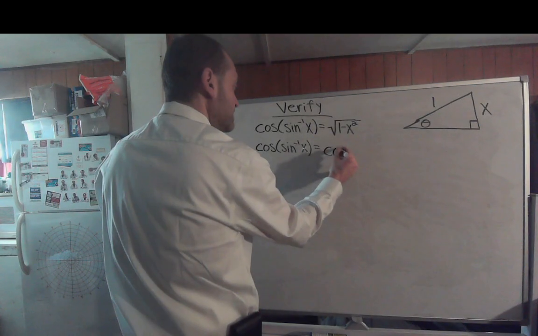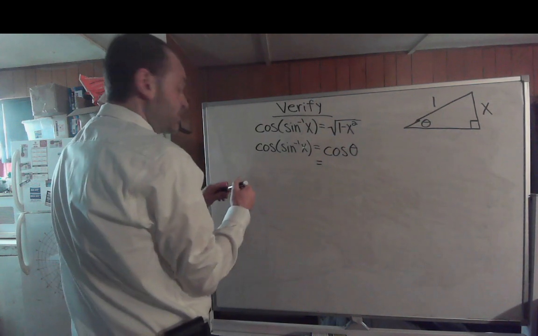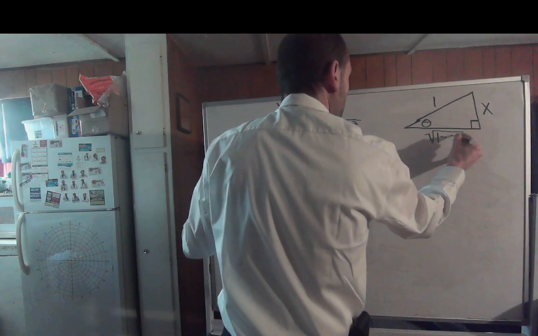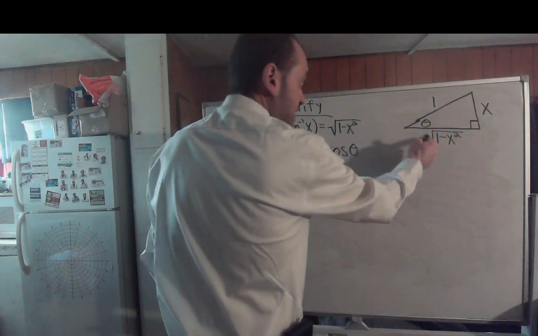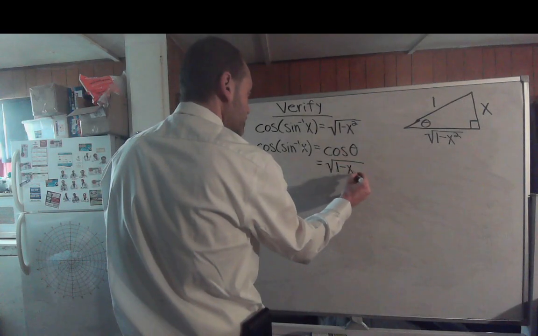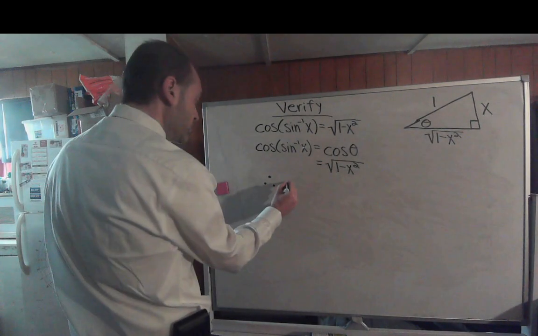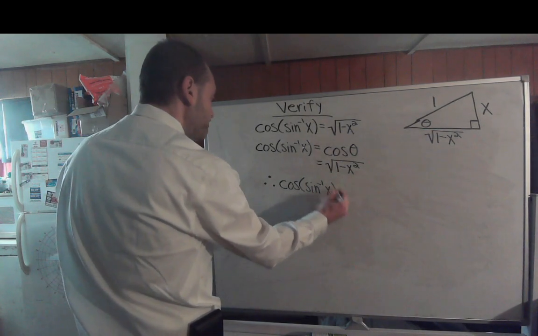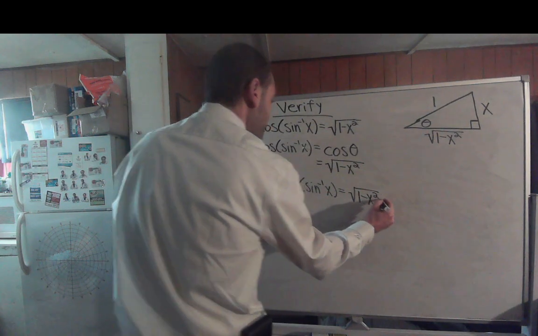So we can rewrite this simply as the cosine of theta. Well, the cosine of theta, first we need to find the third side using Pythagorean theorem. Again, that would just be the square root of 1 minus x squared. So to find the cosine of theta, adjacent over hypotenuse, what do you know? You just get the square root of 1 minus x squared. So we've just verified the identity. So therefore, the cosine of the sine inverse of x equals the square root of 1 minus x squared.